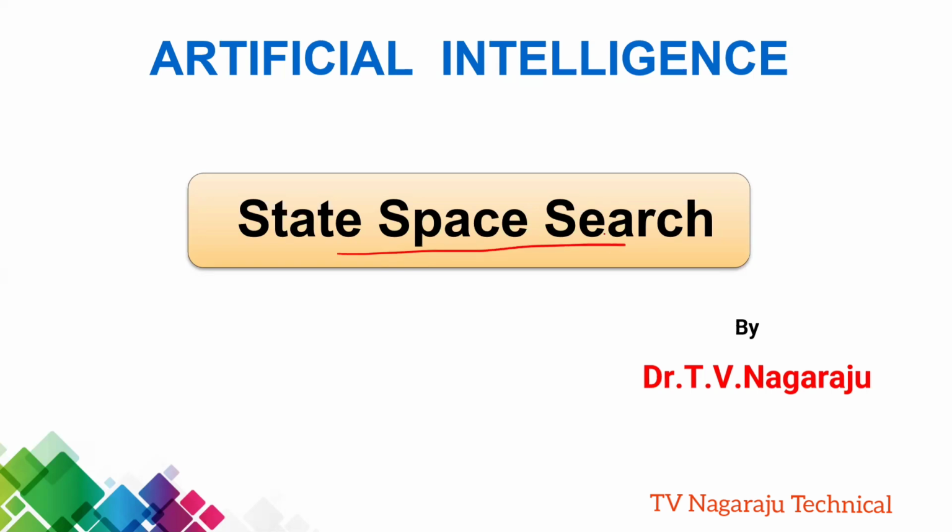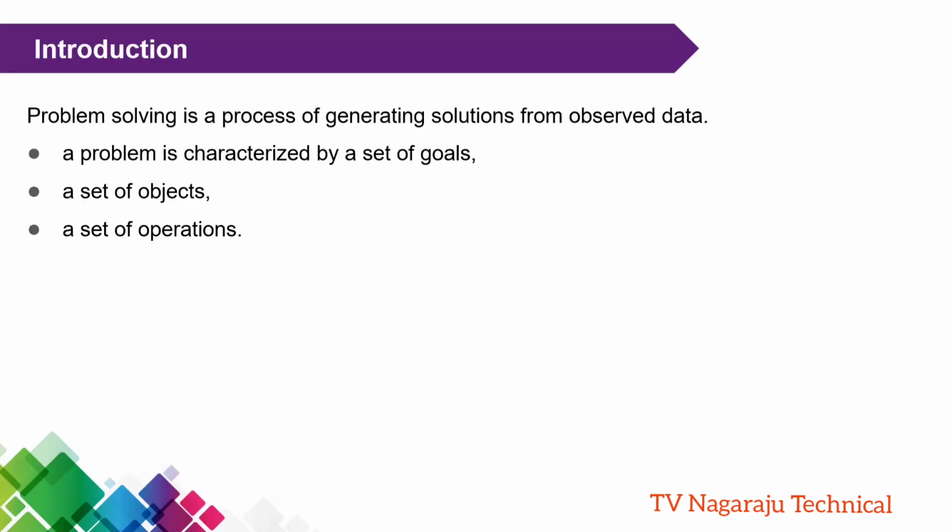Before knowing what a state space search is, first you need to understand what problem solving means. I give a problem to you. Our aim is to generate the solution. Problem solving means simply the process of generating the solution from the given data, that is, from the observed data.